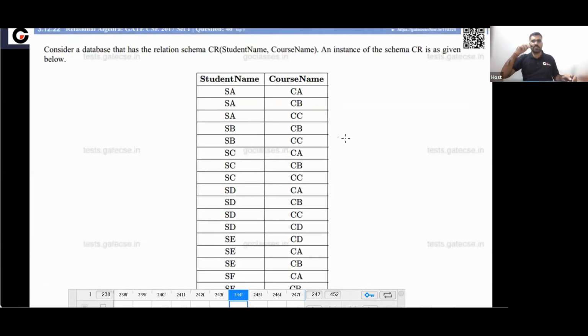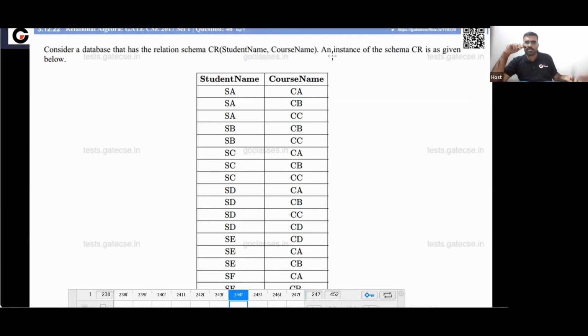Let's solve this question. Of course, we will give more priority to GATE questions. So this is your GATE exam question. Now consider the database relation schema CR, that is course registration: student name, course name. This is your GATE 2017 question on the division operation in relational algebra. So now tell me, what will be the answer? This is the course registration.